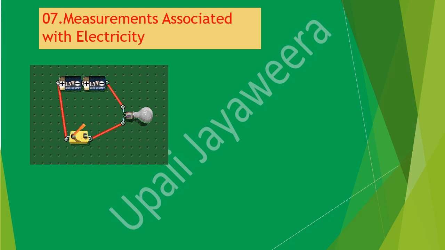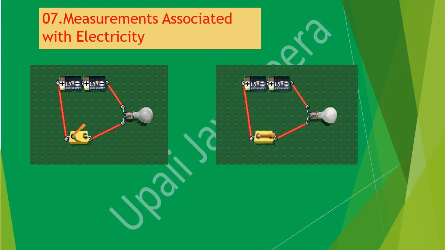Here the bulb is not lighted. Now turn on the switch and observe. Now the bulb is lighted. In the first circuit, it is an open circuit. The bulb is not lighted; no current is produced. In the second circuit, a closed circuit, the bulb is lighted, current is produced and current flows through the circuit.